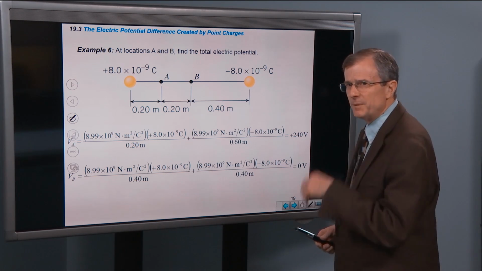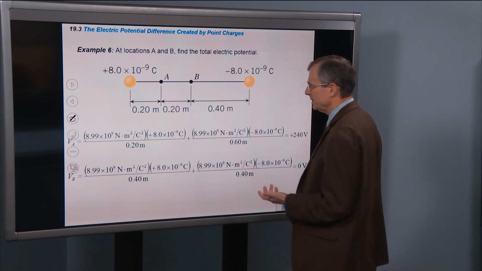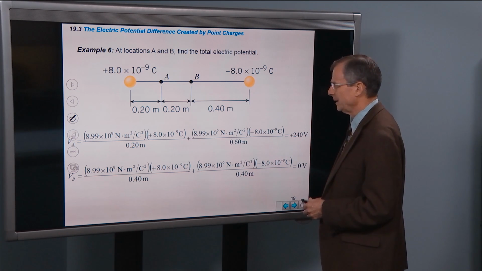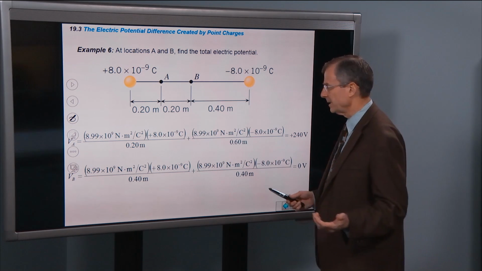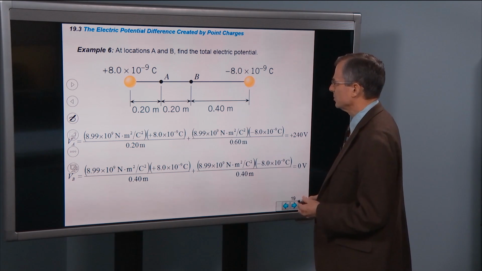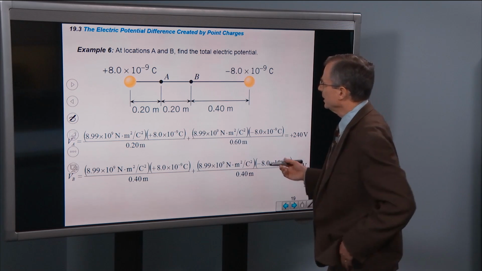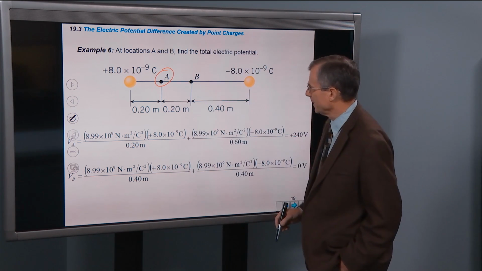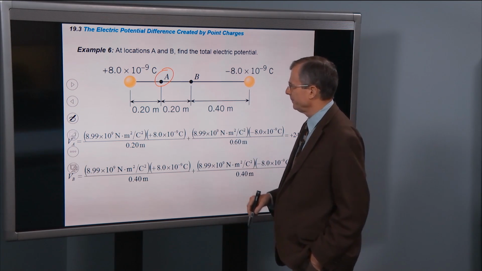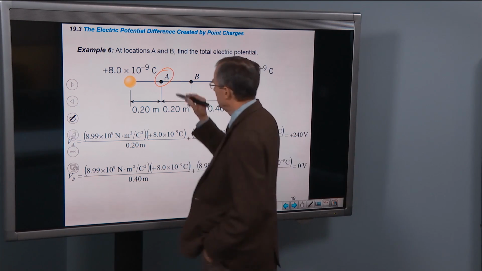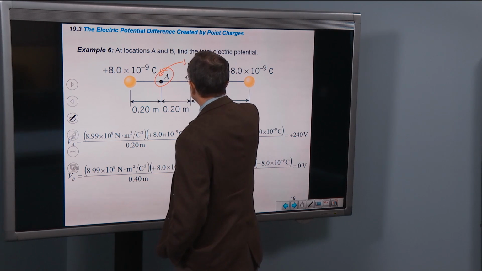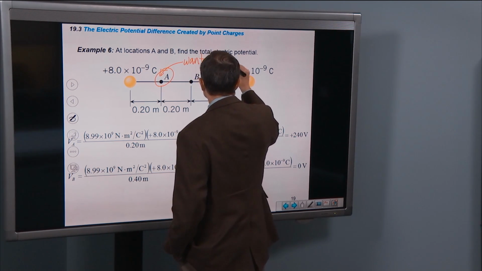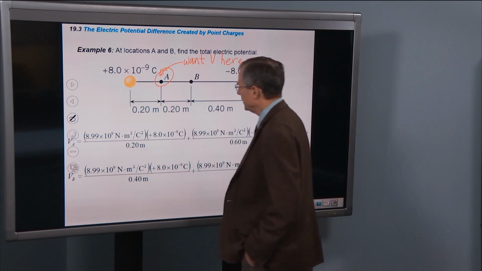At locations A and B, find the total electric potential. This one is another very similar problem. We attack it in exactly the same way that we did the last one. So let's look at location A and try and find the total electric potential. Well, at point A, this is where, remember, I want the electric potential here. How am I going to find it?